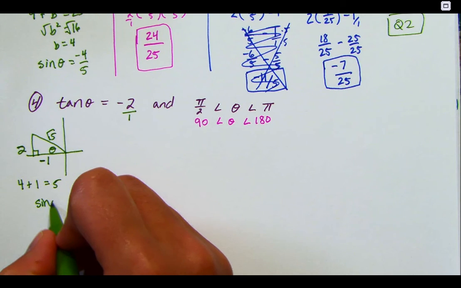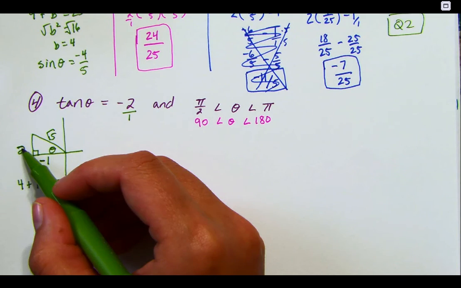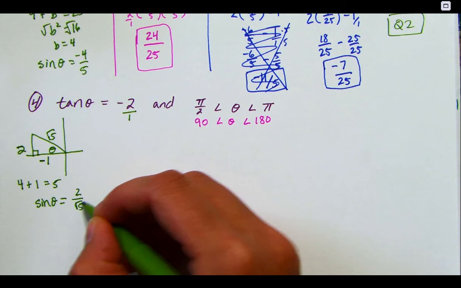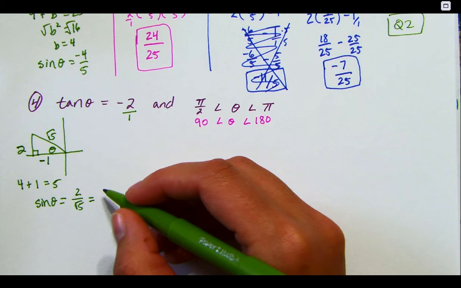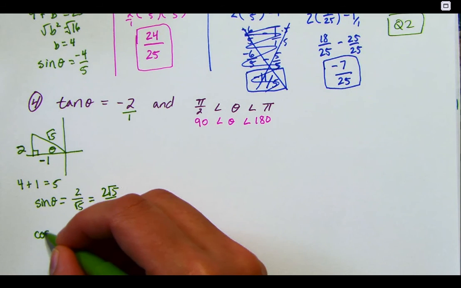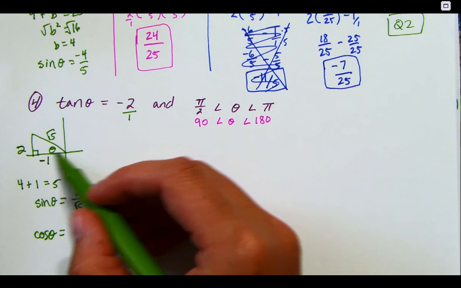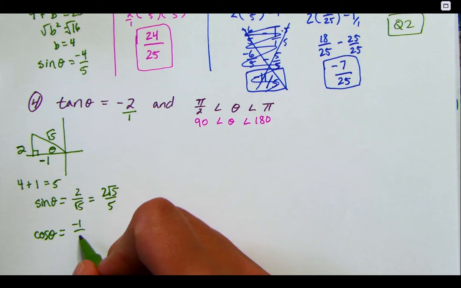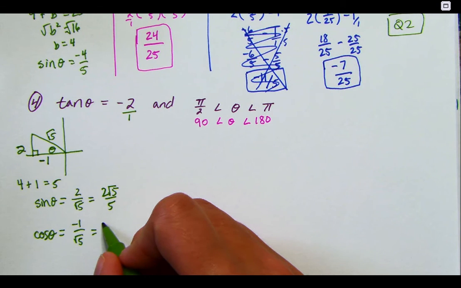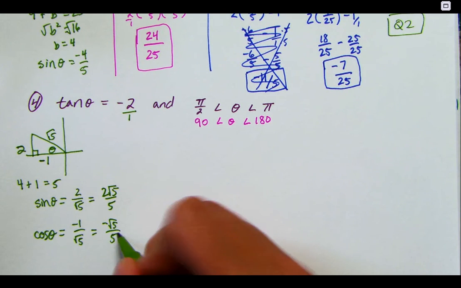So sine theta is opposite over hypotenuse. So 2 over the square root of 5. If we rationalize, this will be 2 square root of 5 over 5. And then cosine theta is the adjacent side over the hypotenuse. And once we rationalize, this will be negative square root of 5 over 5.